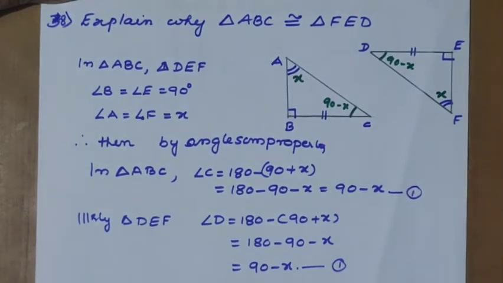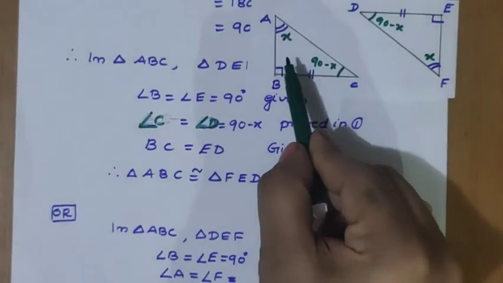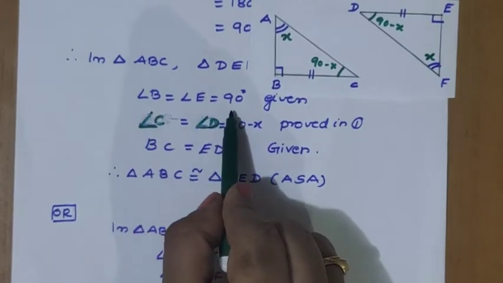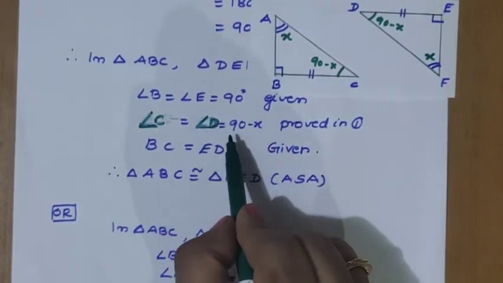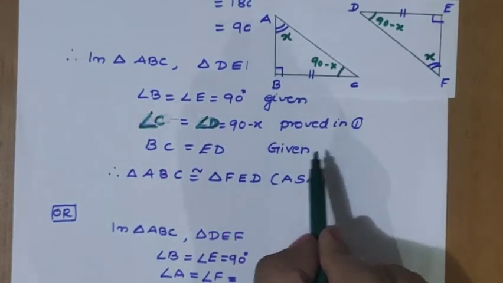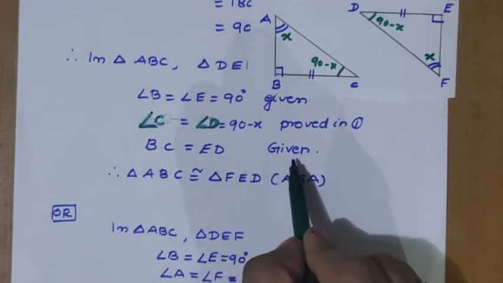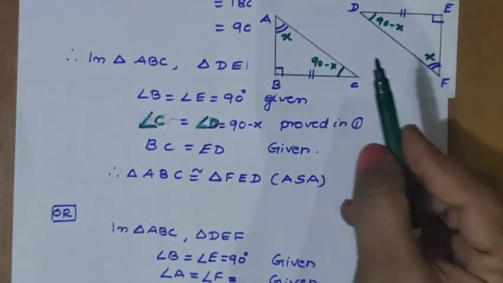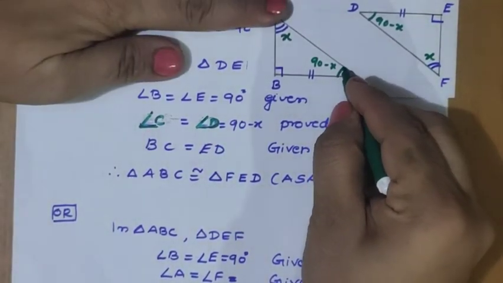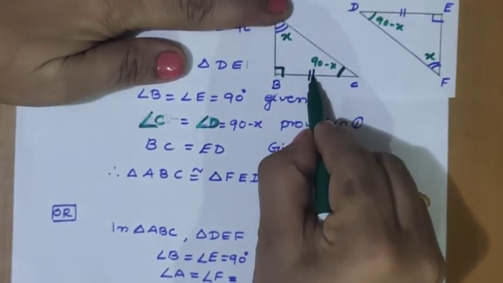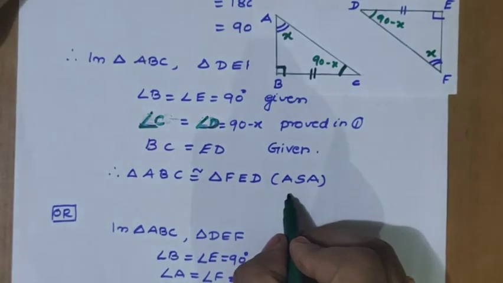Now, how to write the congruency criteria? We have calculated, and in triangles ABC and DEF we can write angle B equals 90 degrees, given. Angle C and angle D we calculated, that means proved, equal to 90 minus X. Now BC and ED are equal sides, given. Therefore triangle ABC is congruent to triangle FED by the ASA criteria, because we have used angle C and angle B, and the side BC is the included side.